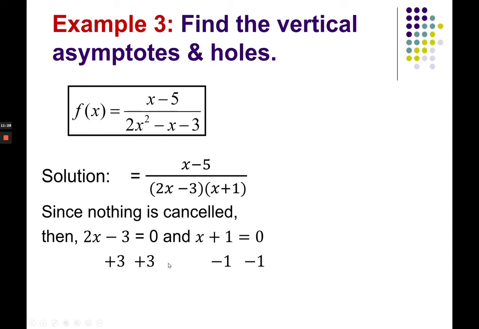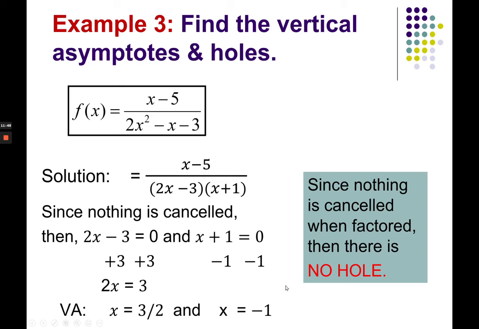Add 3 on both sides for the first factor, and minus 1 on both sides for the other. You get 2x equal to 3. The other is already done: x is equal to negative 1. Here, divide both sides by 2. The first vertical asymptote is located at x equals 3/2, and the other one is at negative 1. Since nothing is cancelled when factored, there is no hole. A hole can only exist if there was a cancelled factor. Even if there's no hole, it is still possible that there is a vertical asymptote. Actually, in this example, there are two vertical asymptotes.